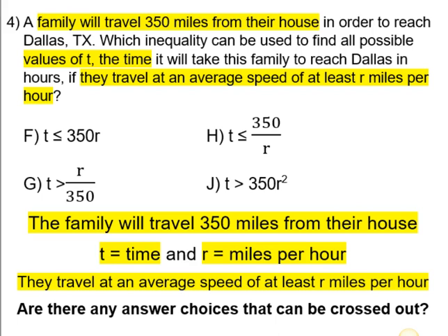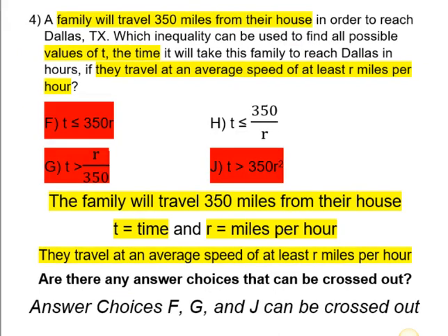So that means we know the 350 and miles per hour, and average speed should kind of give you a hint of what we need to do in order to solve this problem. Let's take a moment and then we'll see, are there any answer choices? If you guessed any answer choices correctly, that can be crossed out. If you said F, G, and J, you are correct. They can be crossed out.